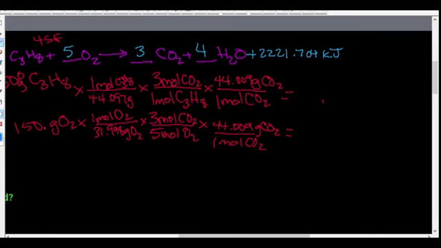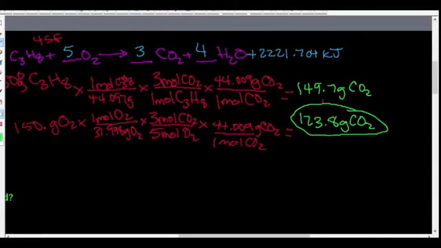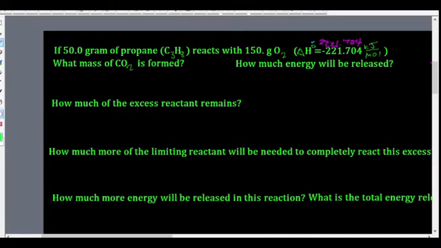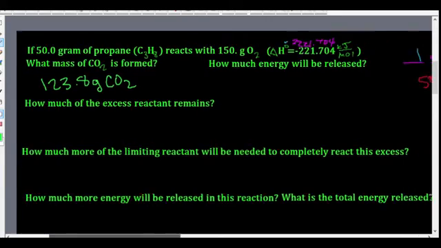So when you do the math, you're going to get 149.7 grams of CO2 and 123.8 grams of CO2. Now use the number that you have in your calculator from this point on. This is just the rounded number. So to answer the first part, I'm going to get 123.8 grams of CO2.